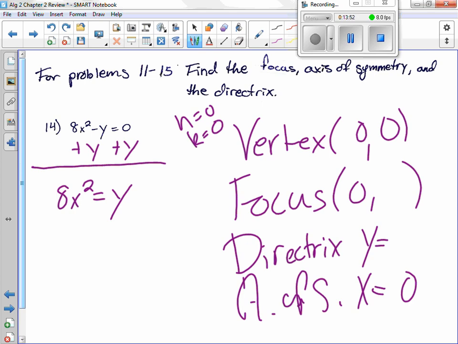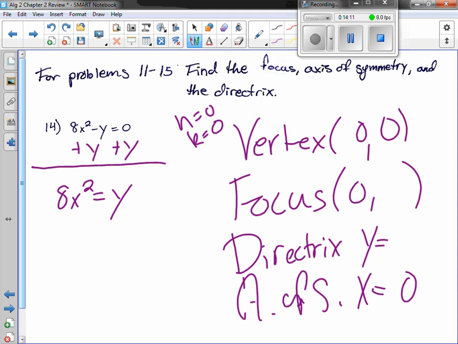I fill it in. Focus, well, h is 0, so 0, comma. We don't know what p is, so I'll leave it blank. I don't know p for the directrix, so I leave it blank. X equals h is 0. I fill it in. I need to find the value of p and the two numbers that are missing, and I'm done.